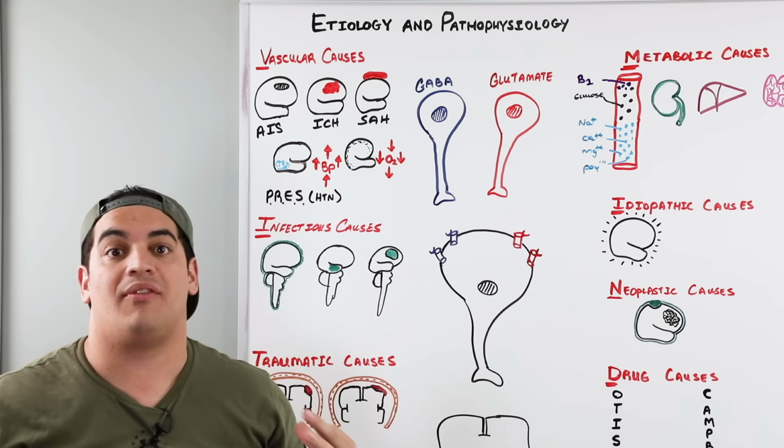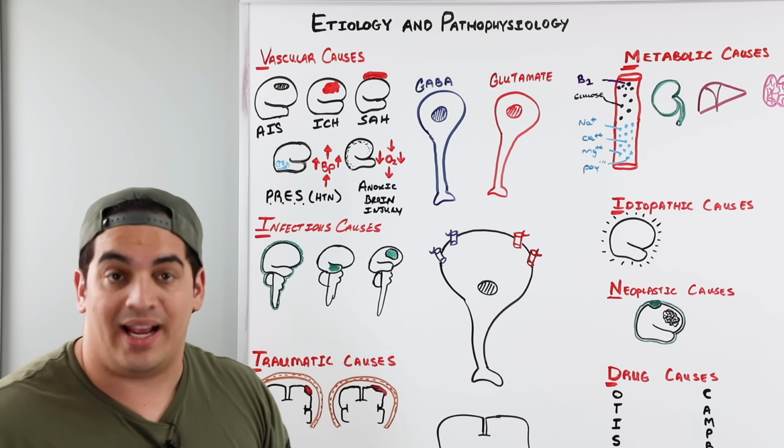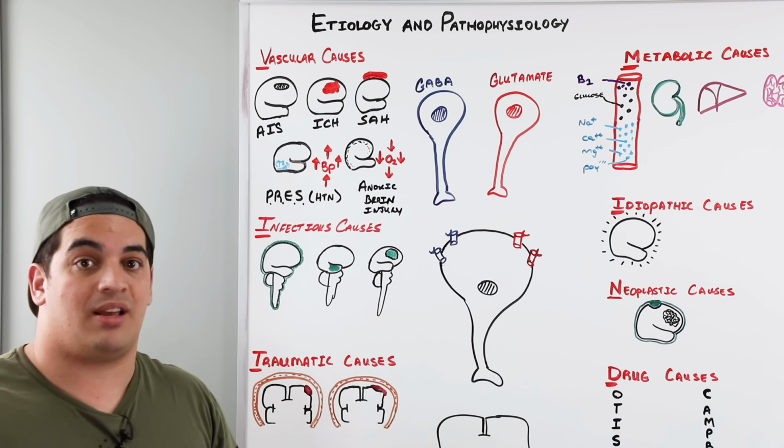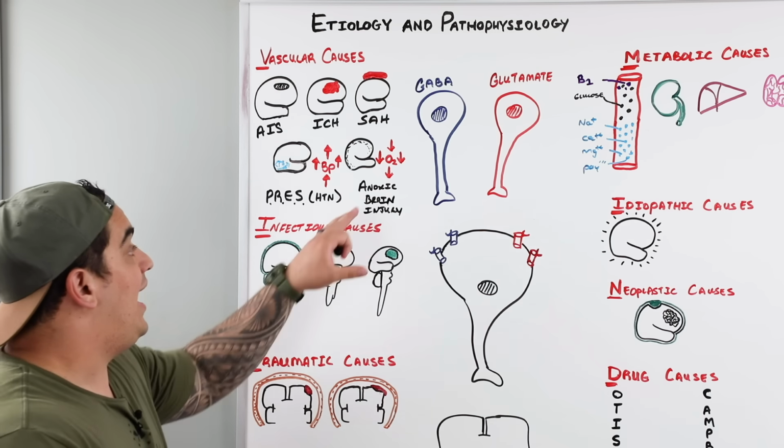So to summate the vascular causes, so that you guys don't forget them, it includes acute ischemic stroke, intracerebral hemorrhage, subarachnoid hemorrhage, hypertensive encephalopathy, but if it presents with vasogenic edema on the MRI, it's called PRES, posterior reversible encephalopathy syndrome, and then severe anoxic brain injuries. Boom, roasted. Let's move on to the next part.